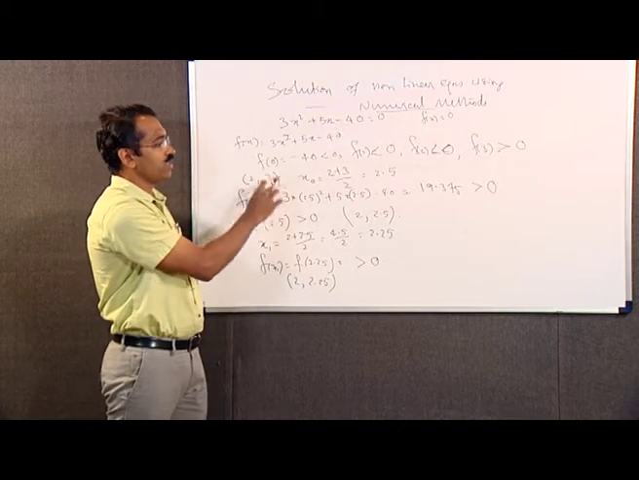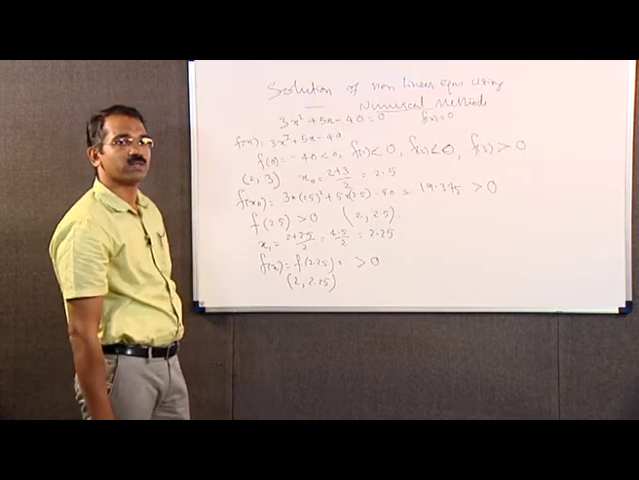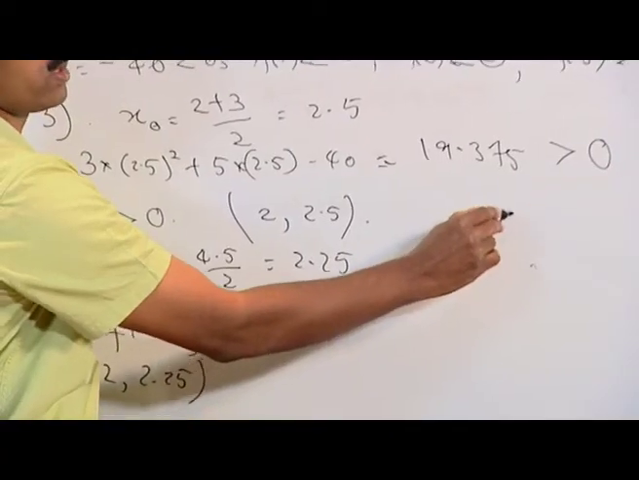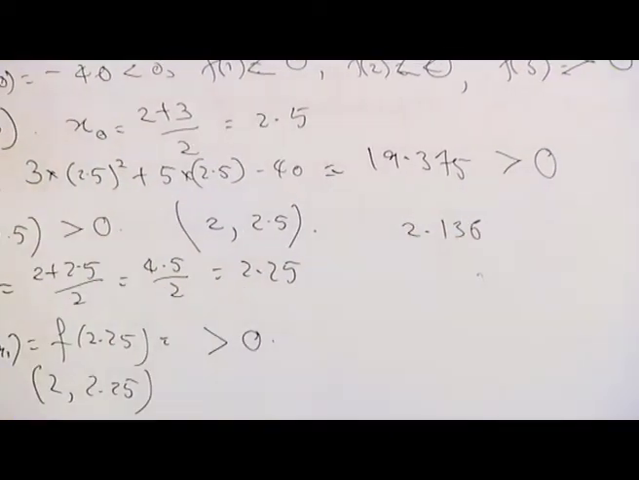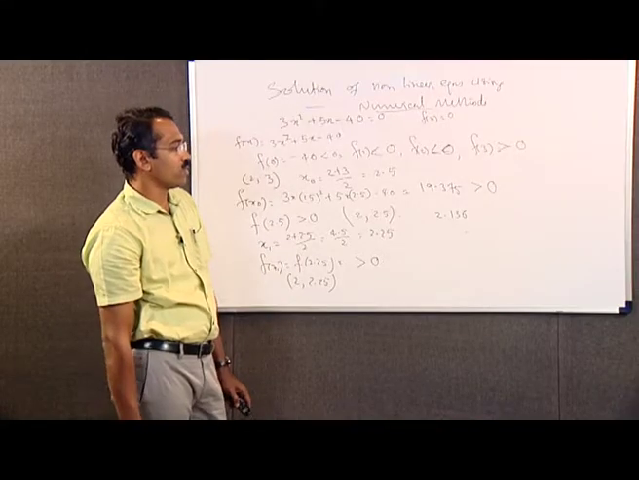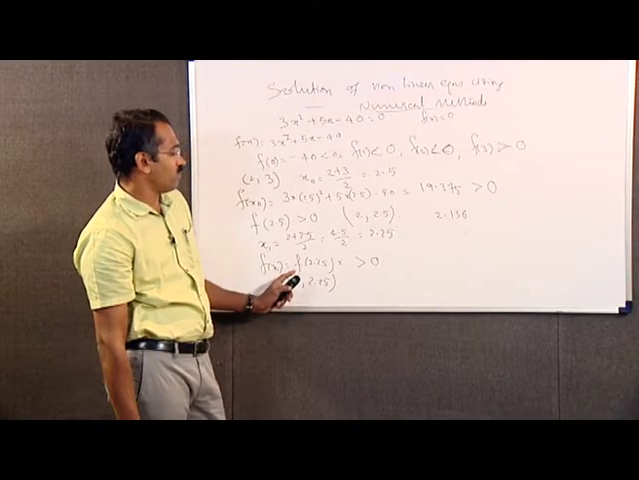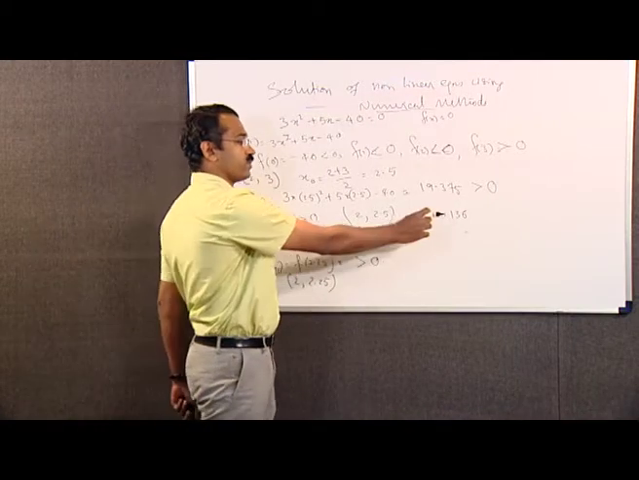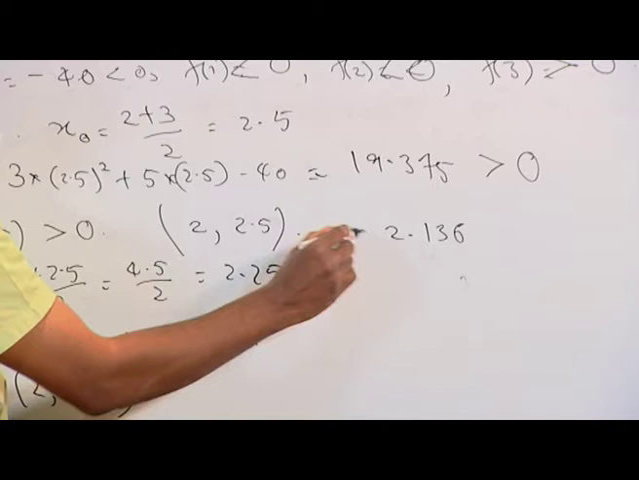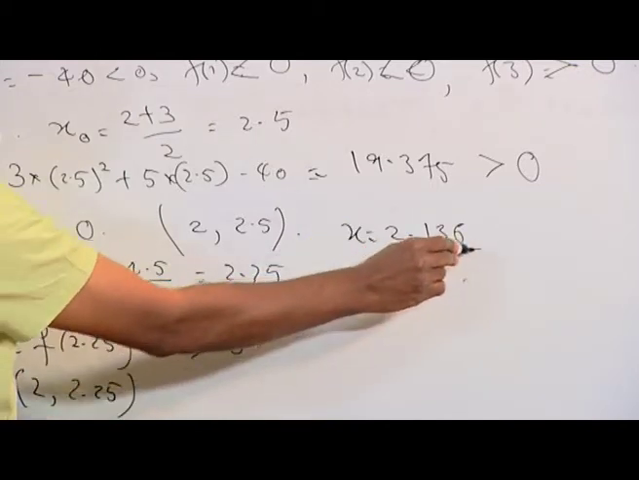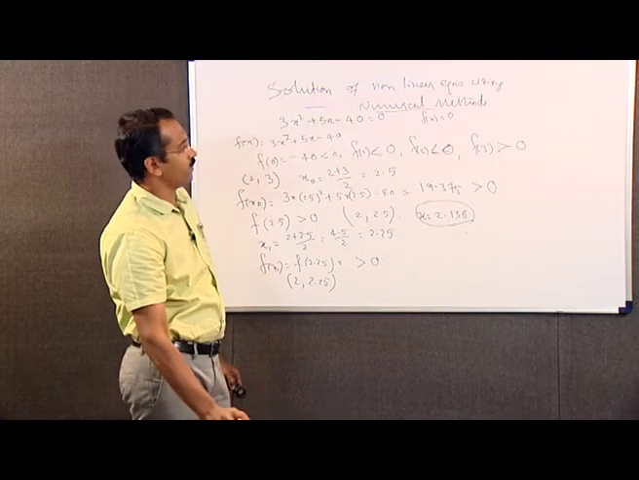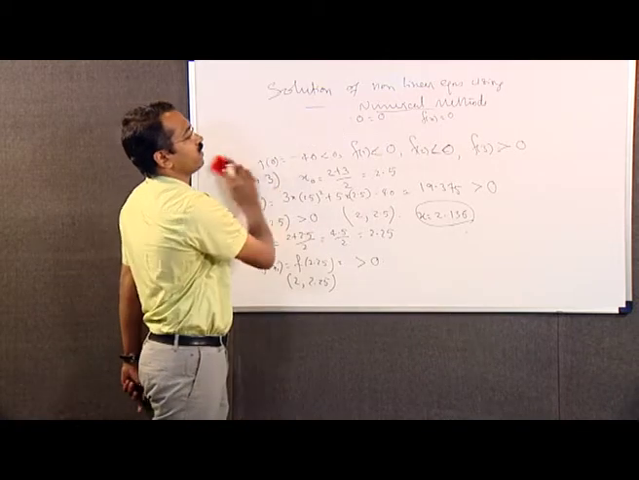We continue in this manner. After the 9th or 10th step, we will get the approximate value of the root as x equal to 2.136. This is the bisection method.